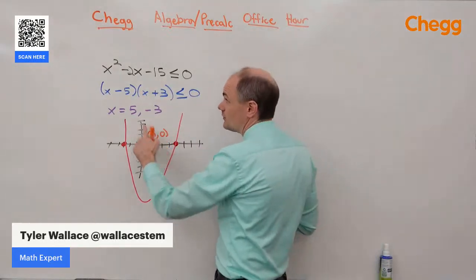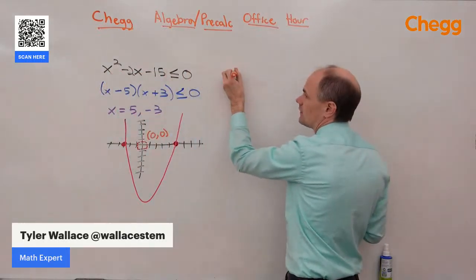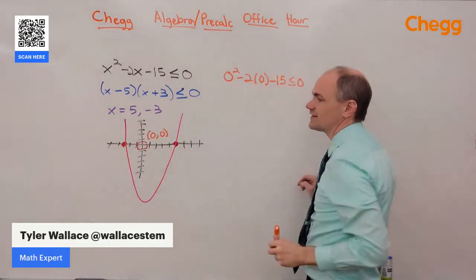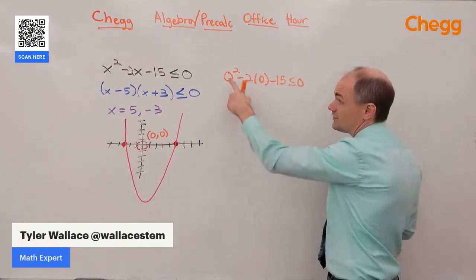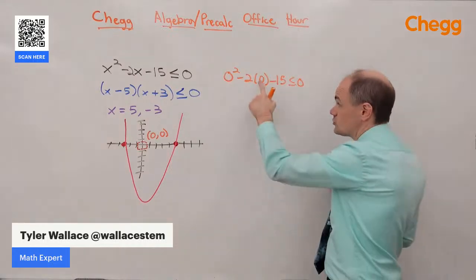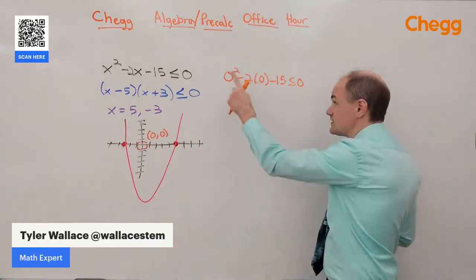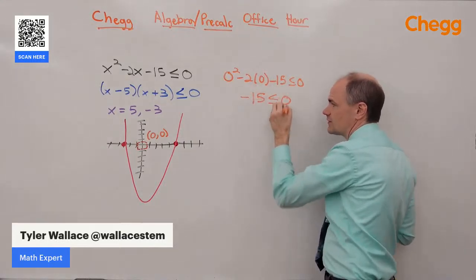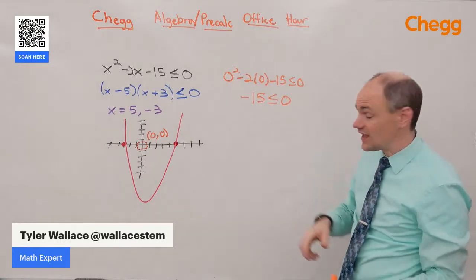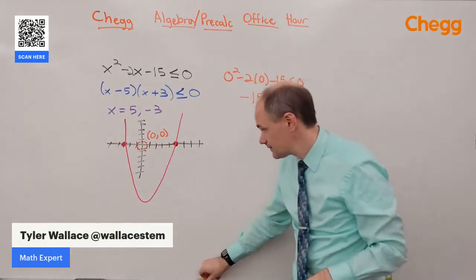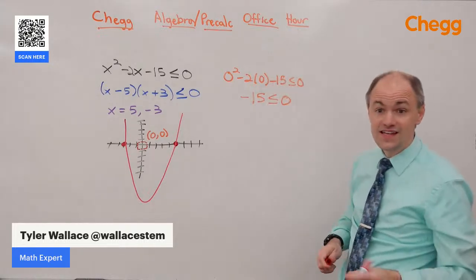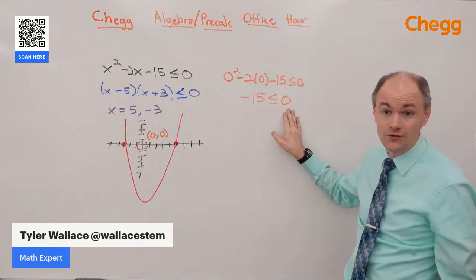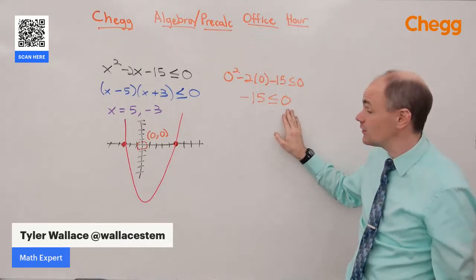I'm going to plug 0, 0 into this function to see if we get a true statement. So if x is 0, we get 0 squared minus 2 times 0 minus 15 is less than or equal to 0. Well, 0 squared, that's 0. 2 times 0 is 0. 0 minus 15 is negative 15, is less than or equal to 0. Is this a true statement? In this case, yes, it is. Being down 15 is worse than being at 0, right? Negative 15 is less than 0.